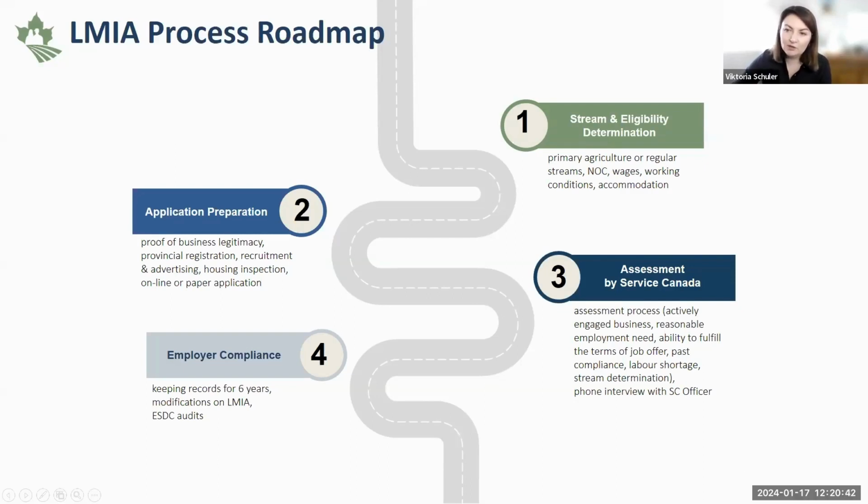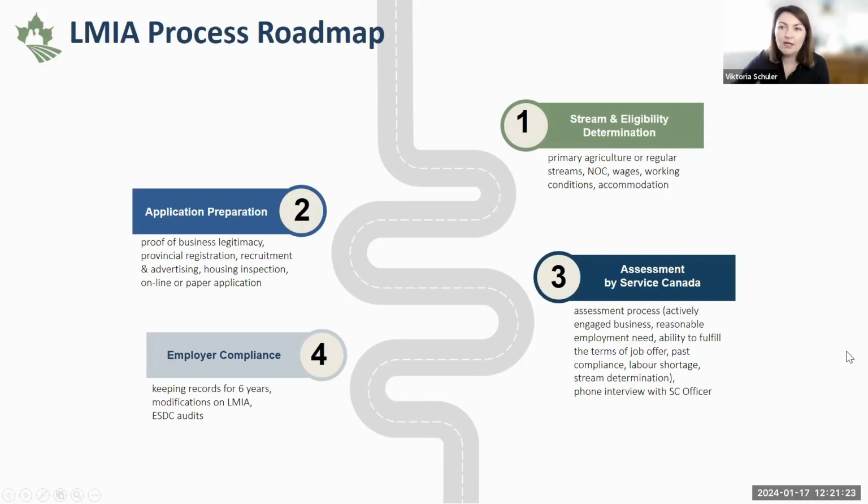If not all the documentation is submitted, the application might be returned, or additional documentation might be requested. And after that, when it gets to the assessment stage, what Service Canada is looking at is: is it an actively operating business, do employers actively engage in the business, is there a reasonable employment need to hire a temporary foreign worker, and is the employer able to fulfill a job offer. So they're looking at your financial statement to see if you can afford a temporary foreign worker. Past compliance, whether there is a labor shortage, whether you determined your stream correctly.